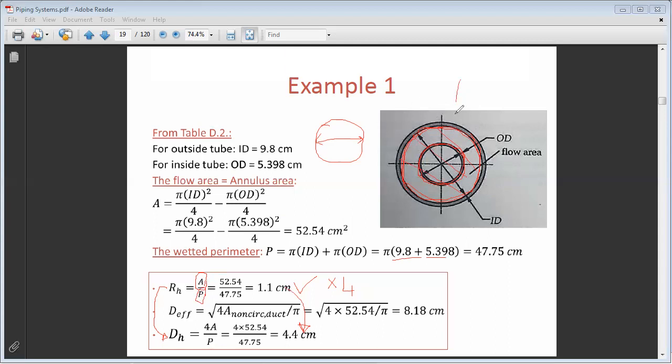هيدي كثير مستعملة بالهيت اكسشينجر. تعرف ليه؟ لانه من مصلحتك تزيد الكونتاكت لينكس مع الفلويد وتخفف الكروس سكشن اريا، لانه this will enhance heat transfer. يعني هيدا الموديل كثير مستعمل بالهيت اكسشينجر. مظبوط. هدفك تزيد الكونتاكت بين الفلويد والسوليد، وبنفس الوقت تخفف الكروس سكشن اوف فلويد فيصير أحسن الهيت ترانسفير.